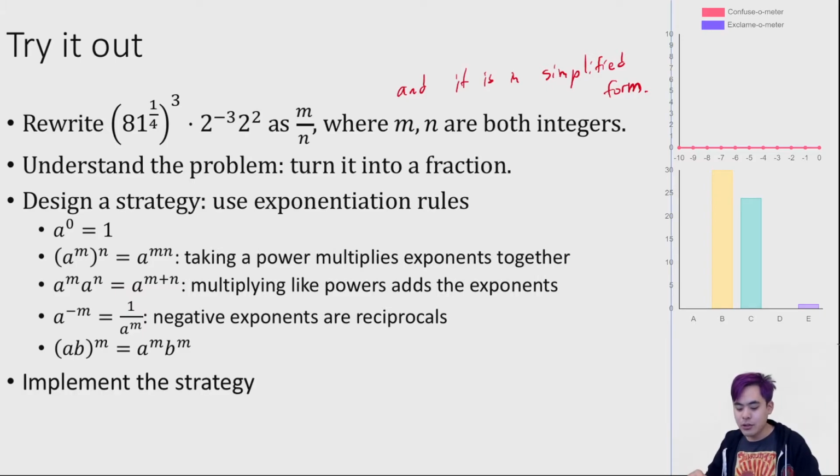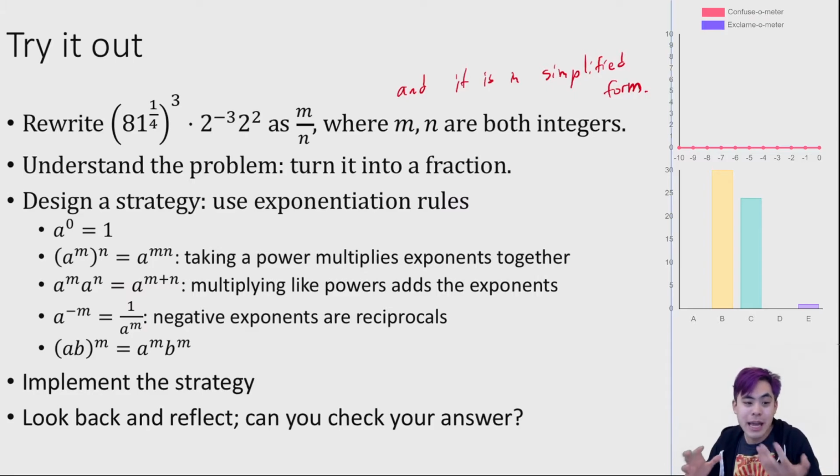And of course, at the end, you also need to look back and reflect. Can you check your answer? Sometimes it's easier than other times. Sometimes it's hard to check your answer. Sometimes there are other different ways of checking your answer. Like maybe if I ask you to do something as a fraction, you can still check it using a calculator in decimal and then see if the decimals match. So your calculator won't let you get the answer immediately, but it will allow you to check if you got the right answer.